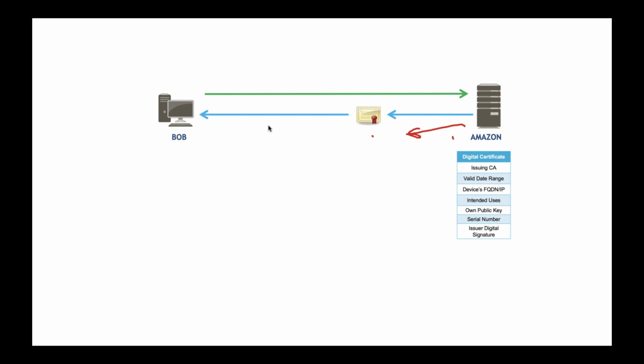Now, what's that look like? It has, who's the issuing certificate authority? Let's say it's GTE Cybertrust. The valid date ranges, the fully qualified domain name, the intended use, the public key, the serial number, the issuer's digital signature. Let's leave that one off for a second. All this information and more. This is just a summary.